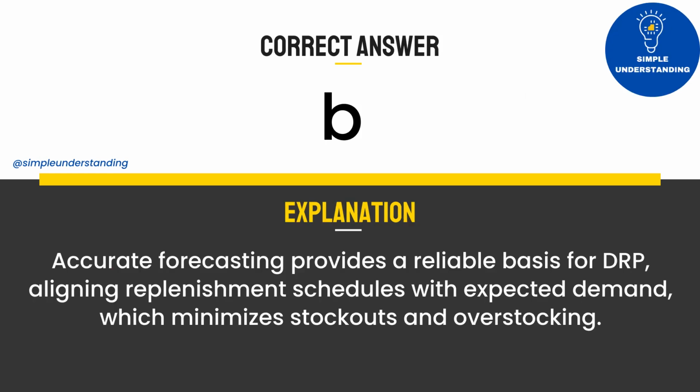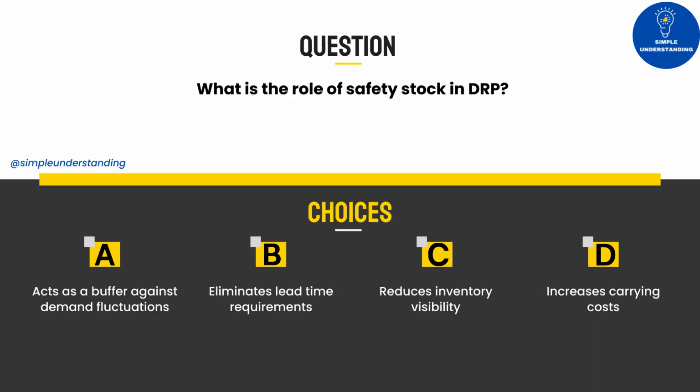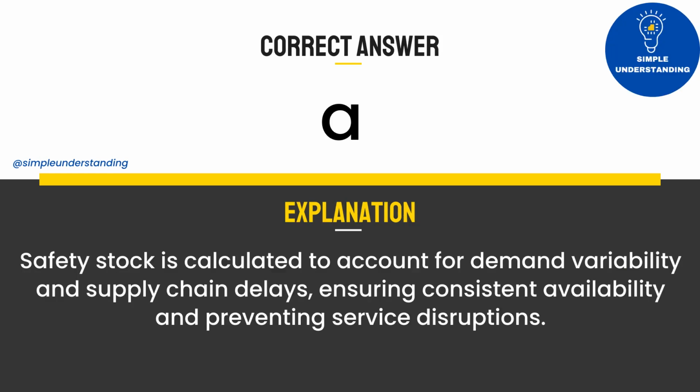Answer B. Explanation. Accurate forecasting provides a reliable basis for DRP, aligning replenishment schedules with expected demand, which minimizes stockouts and overstocking. 3. What is the role of safety stock in DRP? A. Acts as a buffer against demand fluctuations. B. Eliminates lead time requirements. C. Reduces inventory visibility. D. Increases carrying costs. Answer A.